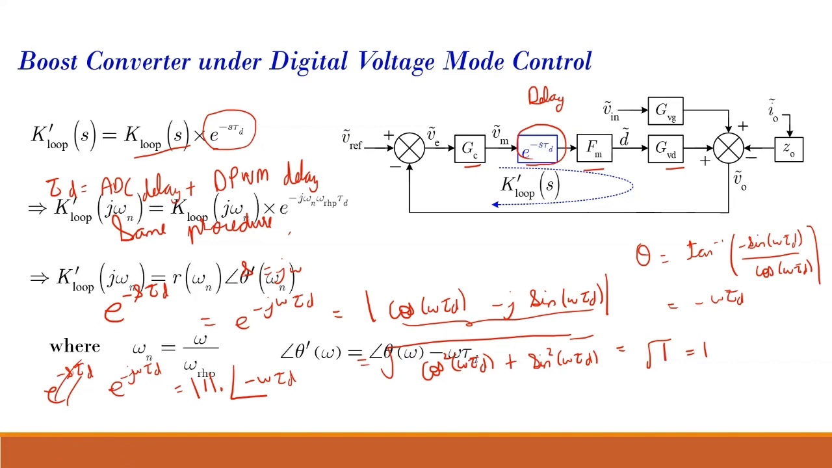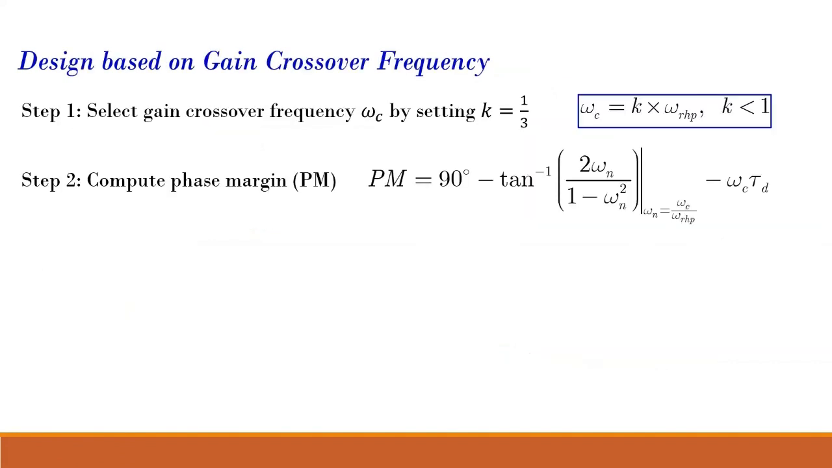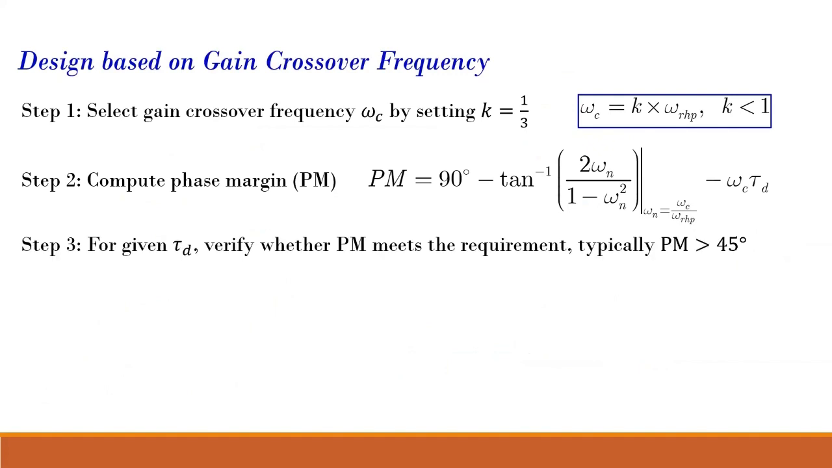So that is what they have shown over here. What is this step? We will set the gain crossover frequency omega c to be a fraction of the RHP zero. My crossover frequency or my bandwidth is set to be a fraction k of my RHP zero, k less than 1. It's an empirical value recommended by previous designers, who have found that k equal to 1/3 gives a good response. So I set that.